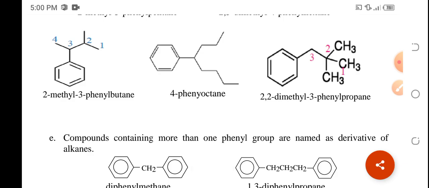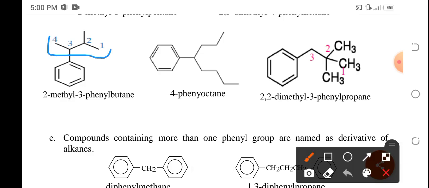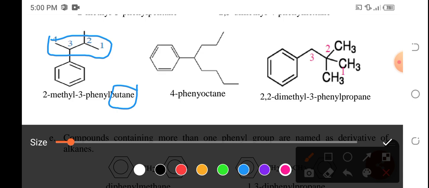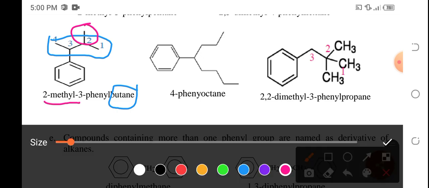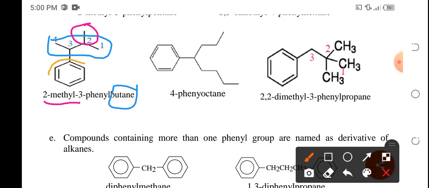Next would be this one. So the parent chain is butane. It has 4 carbon atoms. What is not included in the parent chain are this carbon atom, and that is on the second. So that's 2-methyl. And then we have another group. This is on the third carbon atom, and that's 3-phenyl. So therefore, that will be 2-methyl-3-phenylbutane.